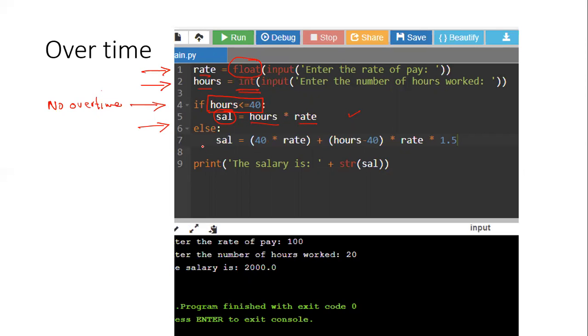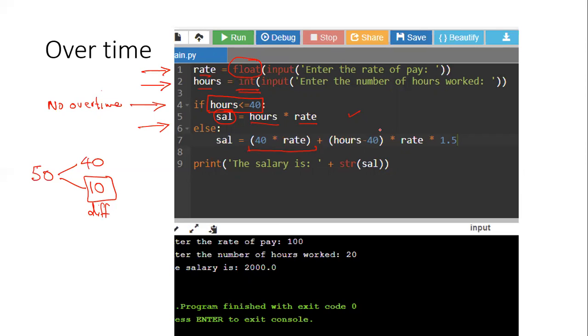So if the hours are above 40, remember the example I took with 50, the first 40 hours are normal, and this is the difference. That's the difference, which is your overtime. So this now works out the first 40 hours, which are normal working hours. So that's 40 times the rate that the user has input.